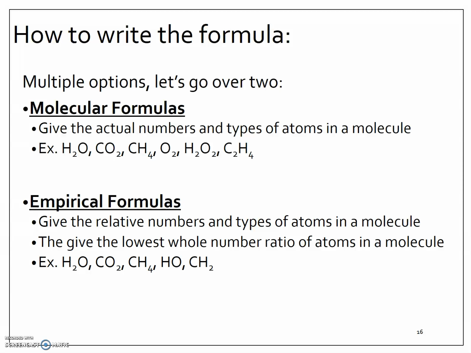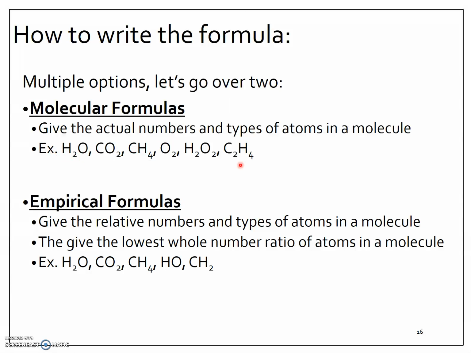It also indicates how many atoms are bonded, or are interacting, in the compound. So in this case, there's 2 hydrogens for 1 oxygen. There's 2 oxygen for 1 carbon in this case. Here, for every 1 carbon, there's 4 hydrogen, and so forth.